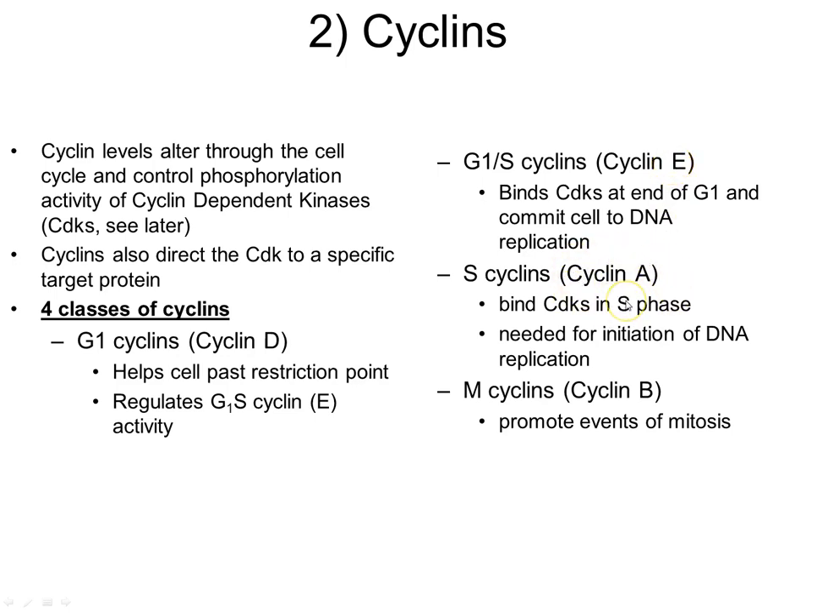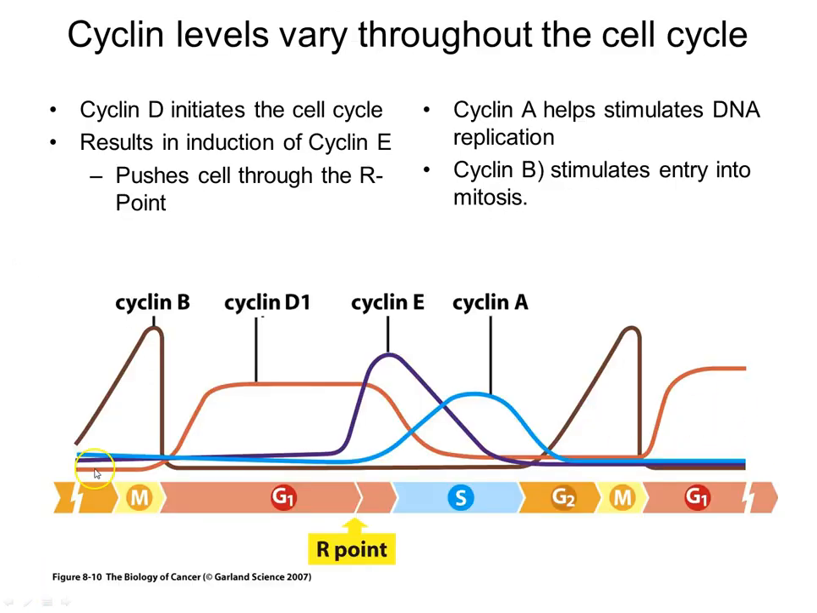Cyclin A is crucial in S phase. Cyclin B is crucial for that metaphase to anaphase transition and mitosis events. The cyclin proteins themselves, the levels are low naturally, and then they get induced briefly in certain stages of the cell cycle.